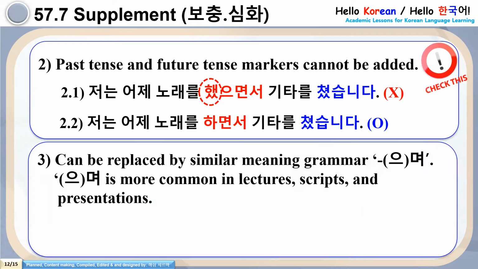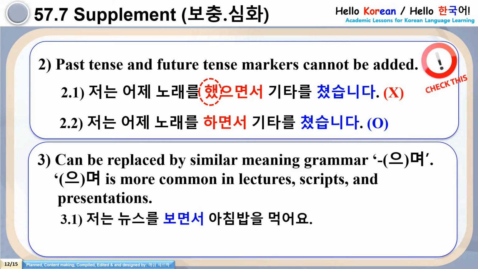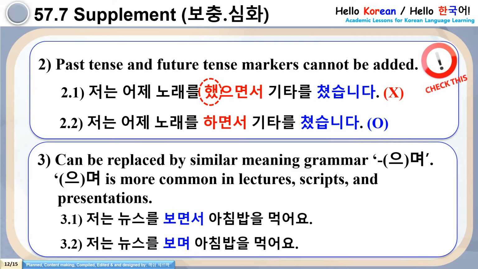Next, number 3. myeon-seo can be replaced by similar meaning grammar, that is myeon. myeon is more common in lectures, scripts and presentations. How? C 3.1. 저는 뉴스를 보면서 아침밥을 먹어요. 3.2. 저는 뉴스를 보며 아침밥을 먹어요. Both these sentences are correct, expressing the same meaning.